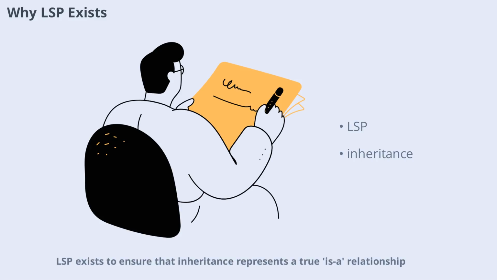LSP exists to ensure that inheritance represents a true behavioral relationship. When subclasses conform to the expectations set by their parent classes, code becomes more reliable and predictable. Violating LSP can lead to subtle bugs and confusion, especially in large codebases.